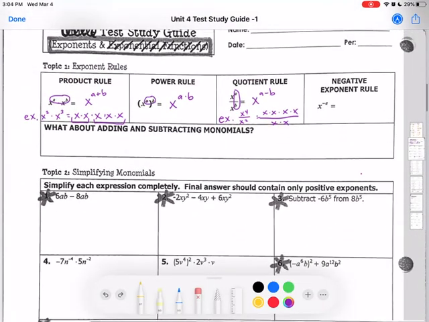Let's try this again. I have these x's will cancel and I'm just left with x squared. 4 minus 2 is x squared. So we subtract the exponents.